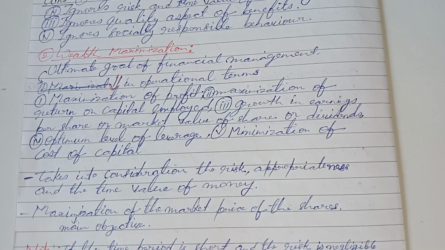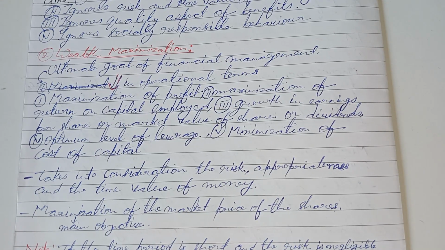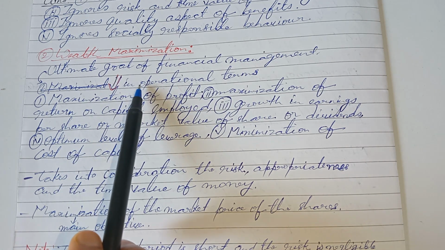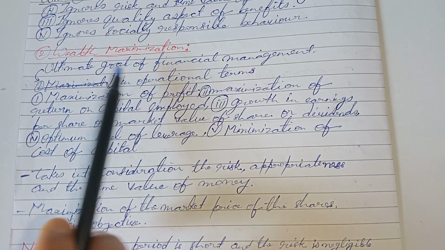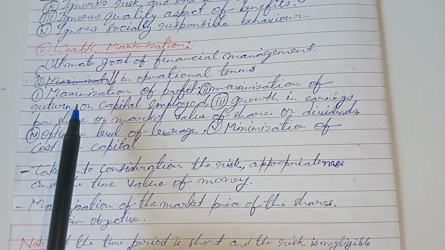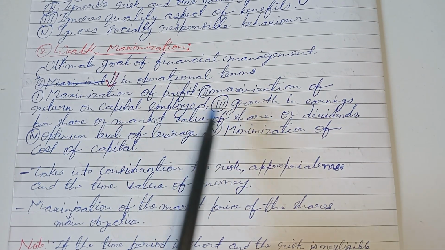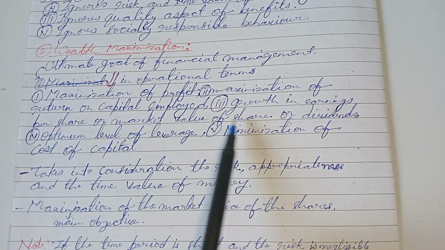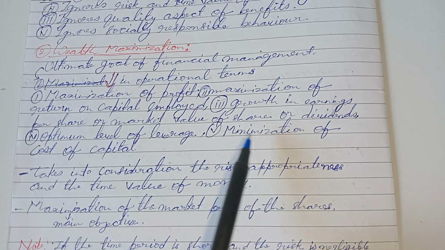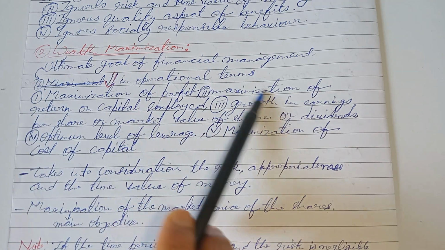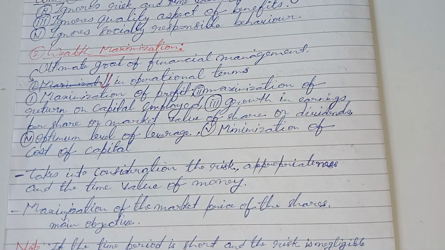Now come to the next objective, or the second main objective, that is wealth maximization. So under wealth maximization, the firm's ultimate goal, in operational terms, is given: maximization of profit, maximization of return on capital employed, growth in earnings per share, optimum level of leverage, minimization of cost of capital. So under wealth maximization, these are the ultimate goals of the firm.